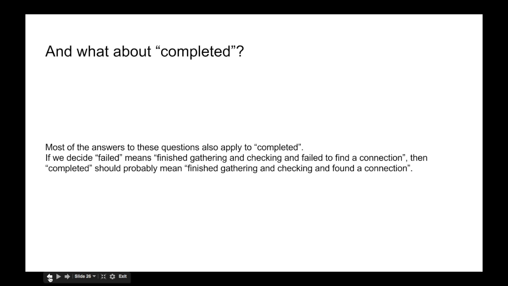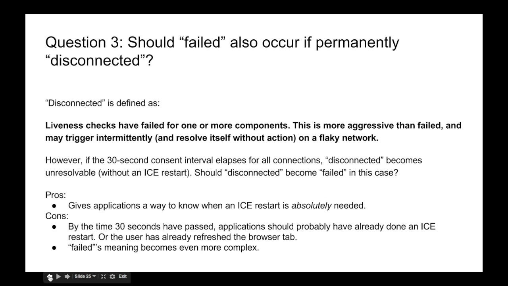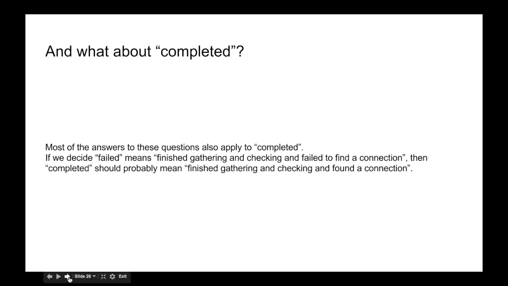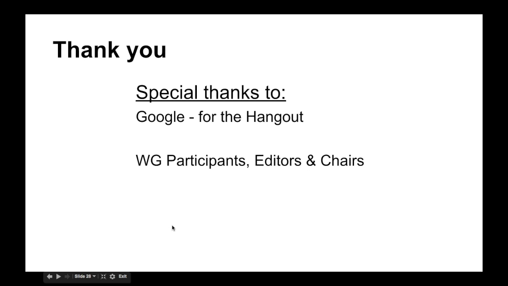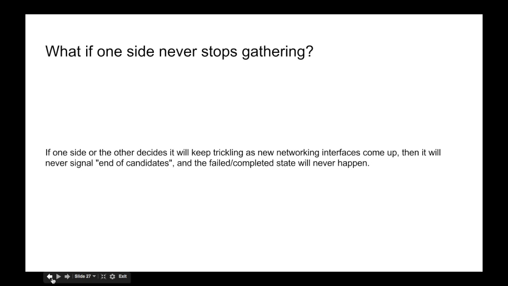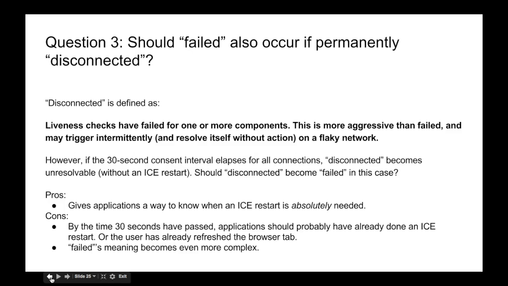Out of these remaining questions, is there anything that you guys want to talk about quickly? Or are we just going to skip it for now? Most of the questions depend on the answer to the first one. Except for question 3, which was: if you've been disconnected and the ICE consent interval has elapsed, meaning you're never going to get out of disconnected, should we define that as failed as well?